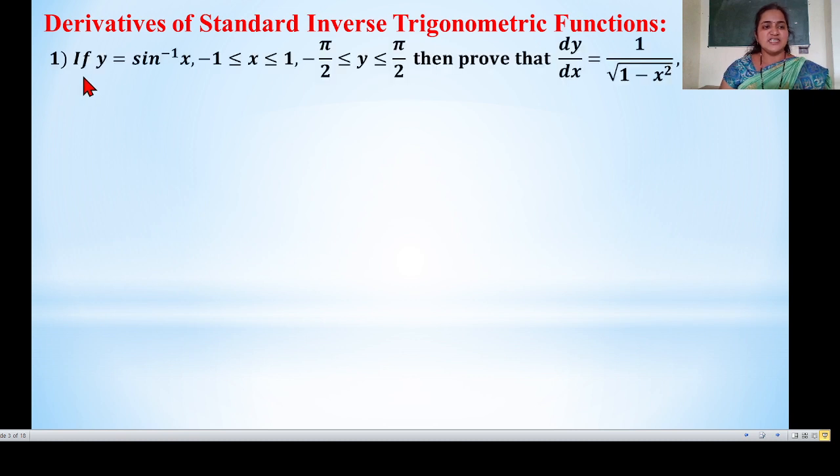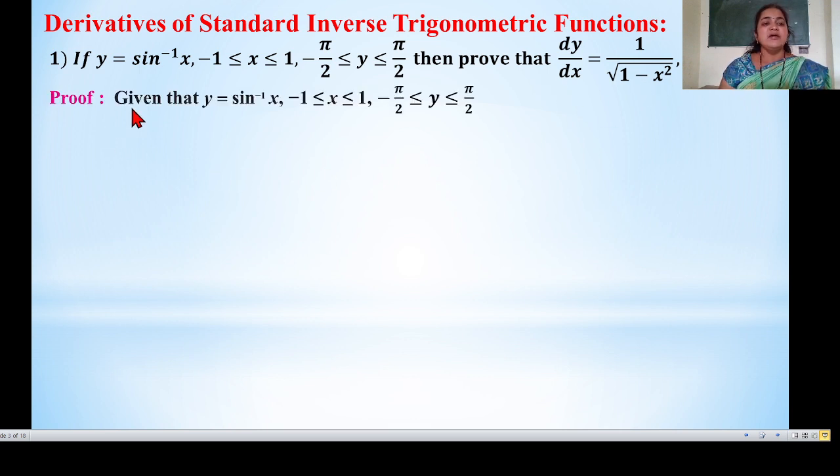My first function is: if y is equal to sine inverse of x, where minus 1 is less than or equal to x is less than or equal to 1, and minus pi by 2 is less than or equal to y is less than or equal to pi by 2, then prove that the derivative of y with respect to x is equal to 1 upon square root of 1 minus x square, for mod of x less than 1. So whenever we have a function y is equal to sine inverse of x, its derivative is this, and this derivative we can prove here.